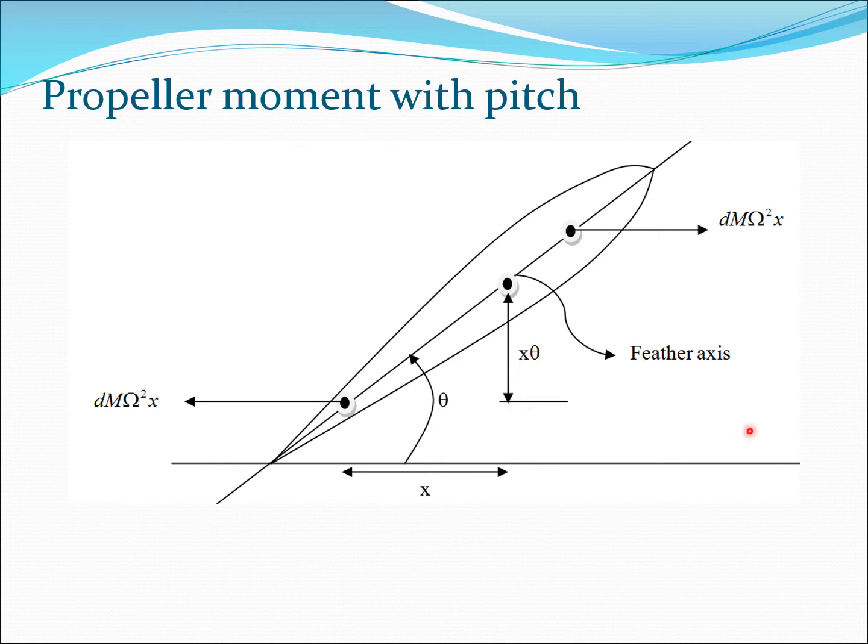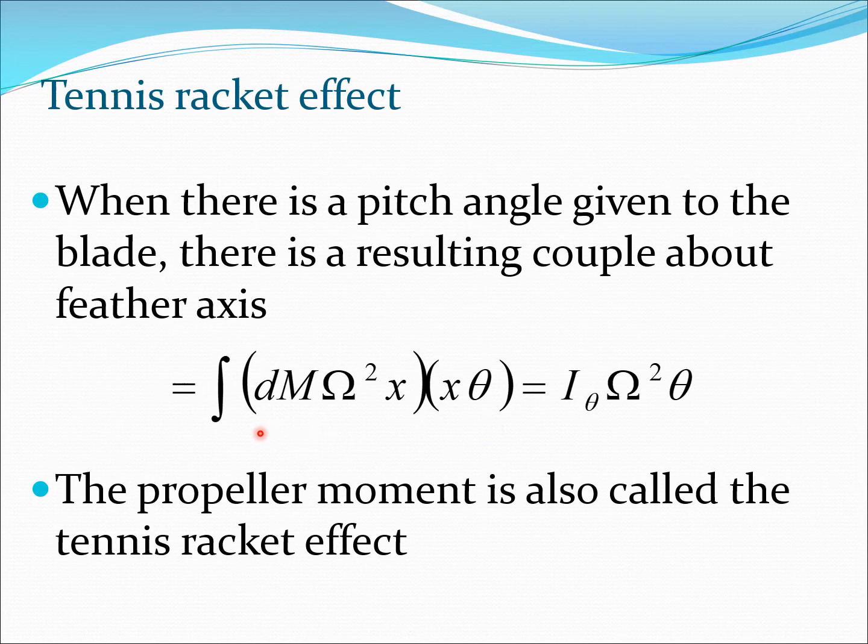So therefore now we can consider there is going to be a moment which is generated by these two forces, and that's the propeller moment which is going to act in this manner. And this moment is going to be the mass term into x theta, and we have to sum this across the entire blade. So whenever there is a pitch angle given to the blade, there is a resulting couple about the feather axis, and that is going to be I theta rotation speed square into theta.